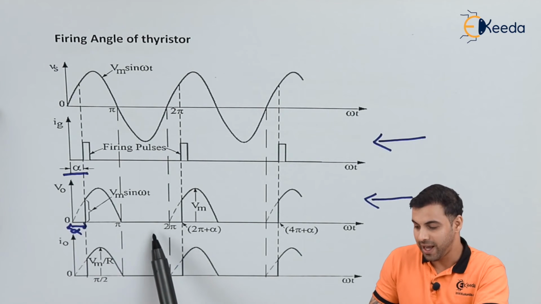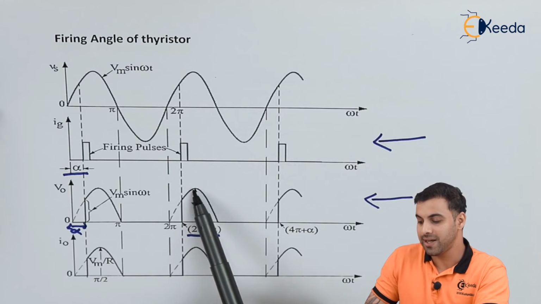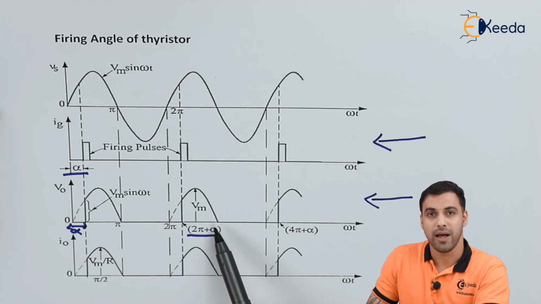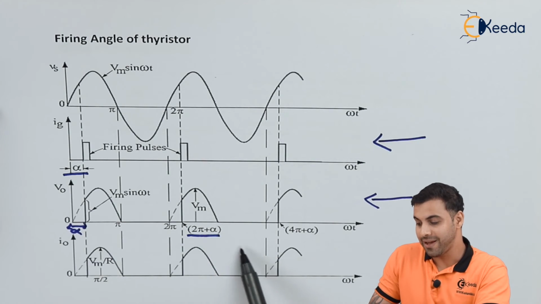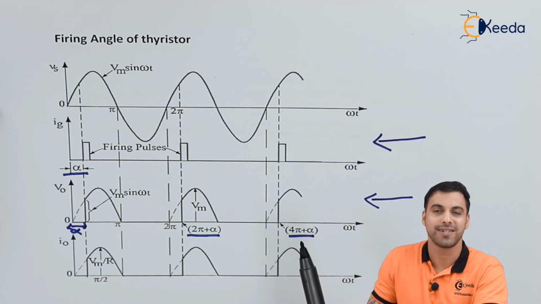So friends, again, after a time interval of 2 pi plus alpha, the thyristor again starts conducting. Again, it eliminates the negative waveform. Again, after a time period of 4 pi plus alpha, the thyristor starts conducting.